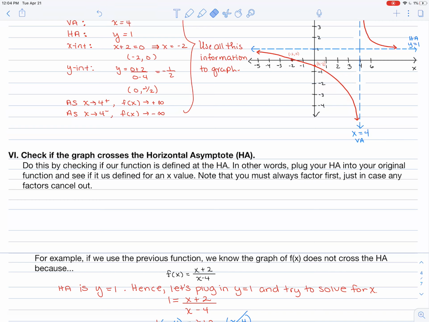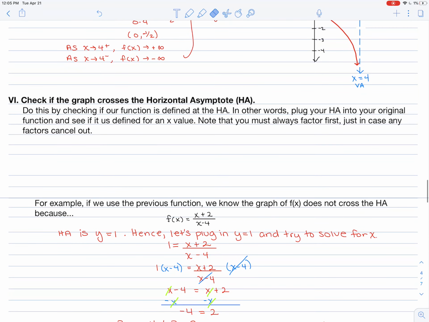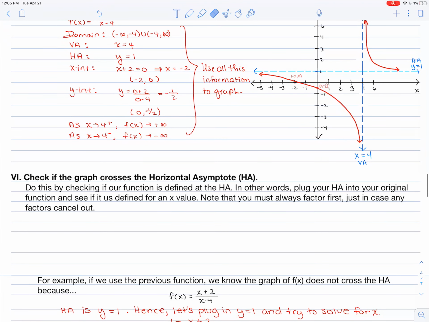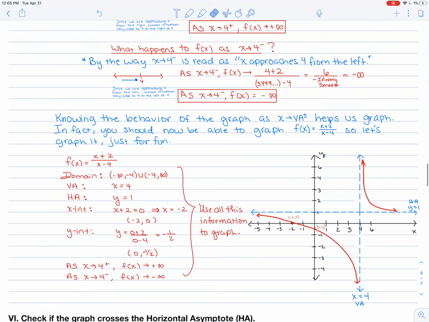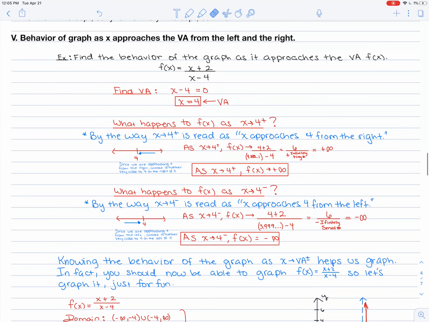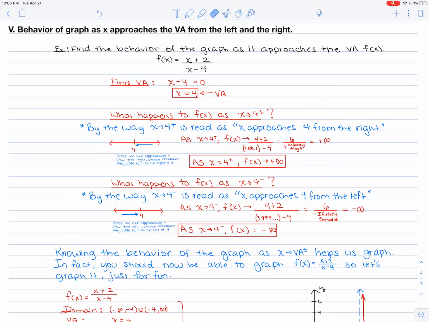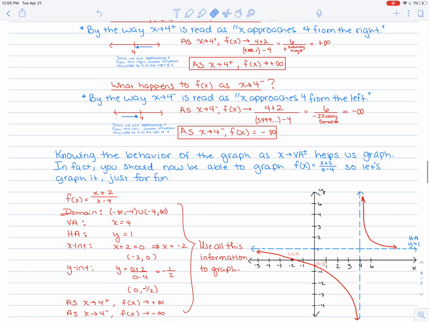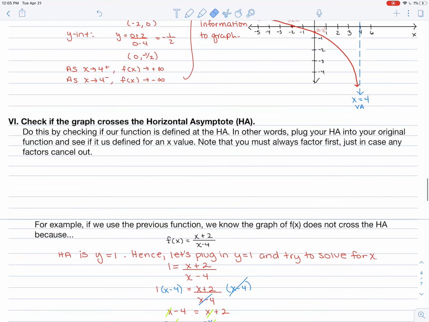Well, we do this by plugging our horizontal asymptote into our original function. And if we get an x value, then we cross the horizontal asymptote at that x value. For example, let's take a look at x plus 2 over x minus 4. Now, this is the same example I did up here for the vertical asymptote. So this is a good example to do because we will see if maybe my graph is wrong. And in fact, do we have to cross the horizontal asymptote? Well, let's take a look at this.